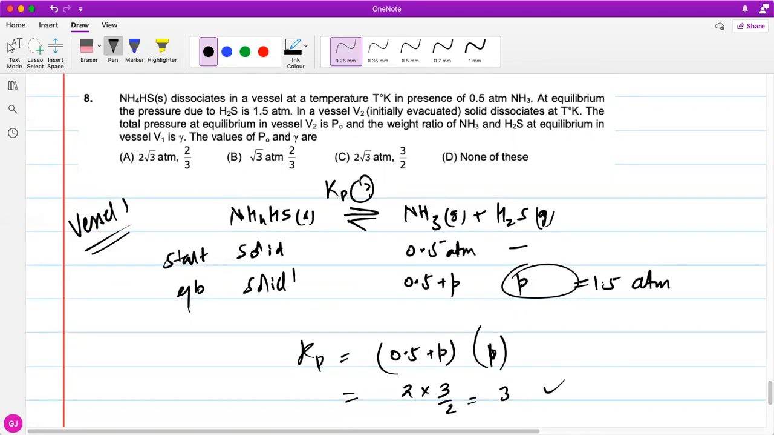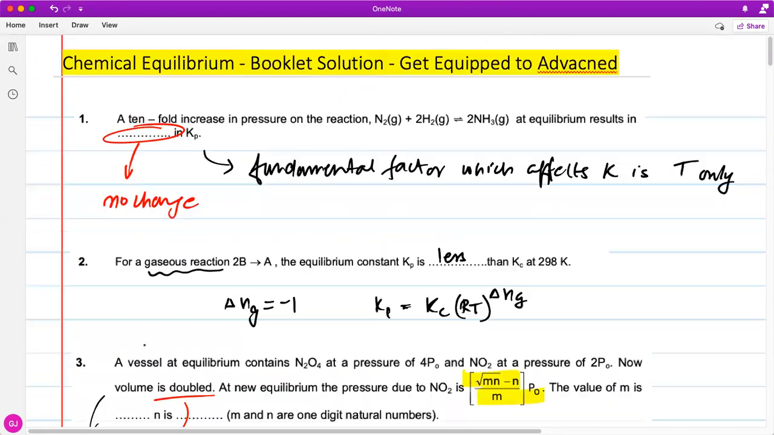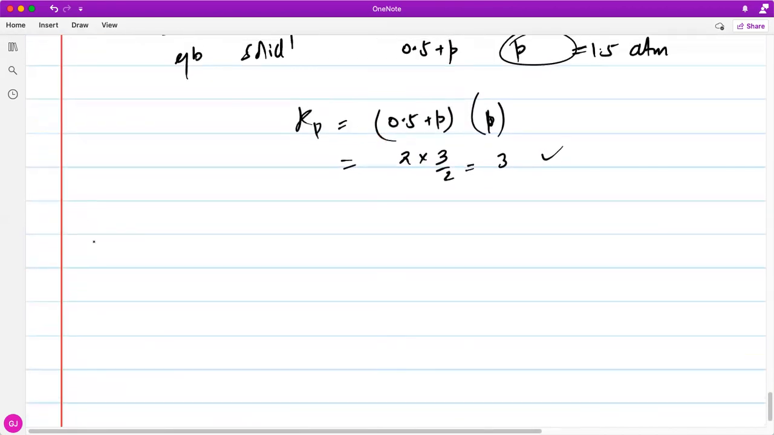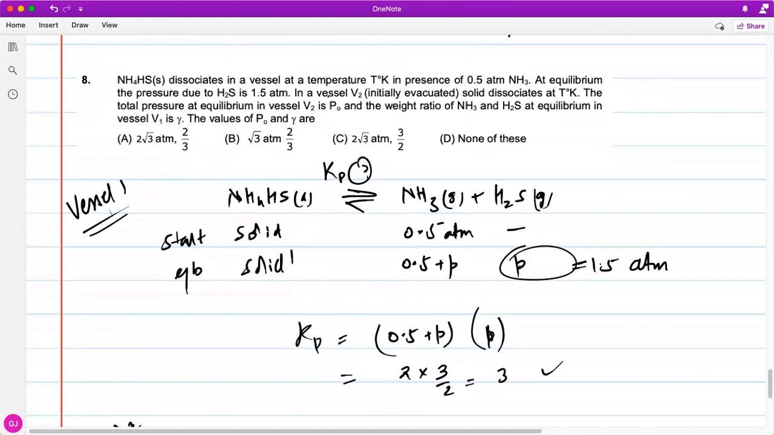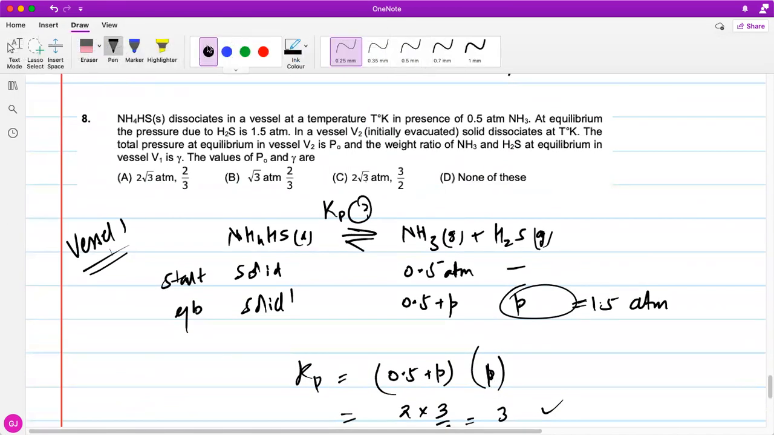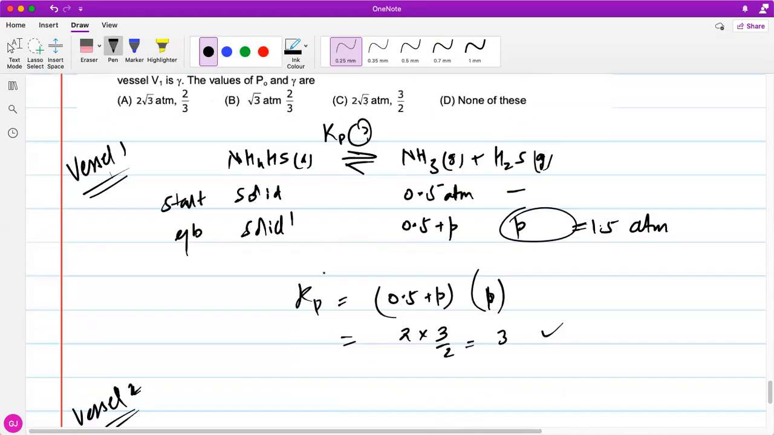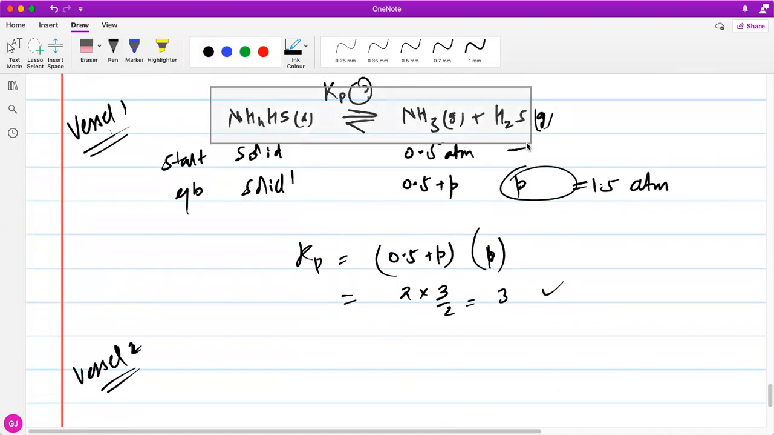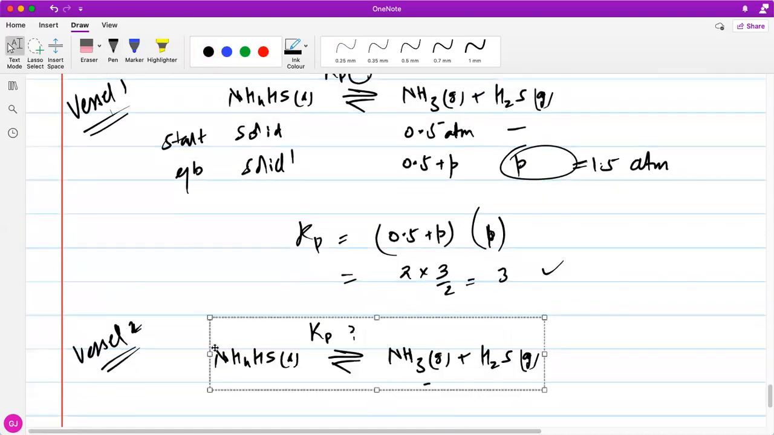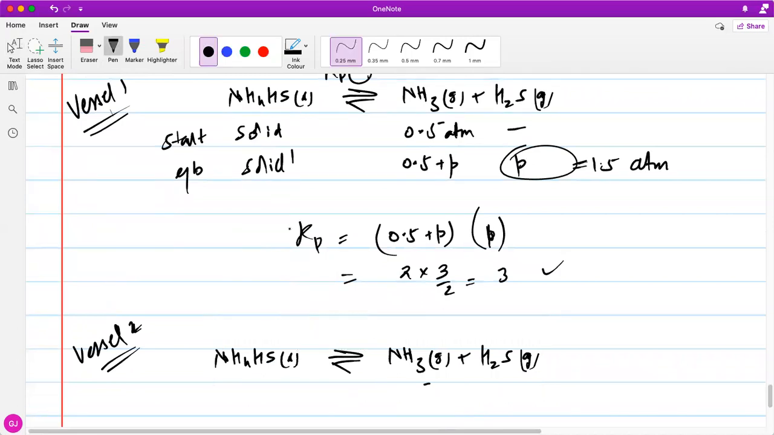So that is the value of Kp. Well, not Kp is being asked, but this value of Kp will certainly come of use to us. How? Let's see. Vessel 2 is there in front of you. In vessel 2, it is mentioned, initially evacuated. Initially evacuated means there is nothing inside. And temperature is same, which means the same K value for the reaction is going to be there. So you have the same reaction, and the Kp value over here is 3.